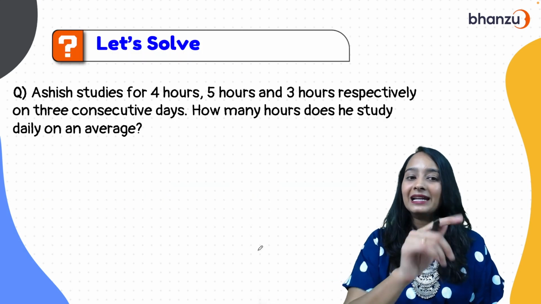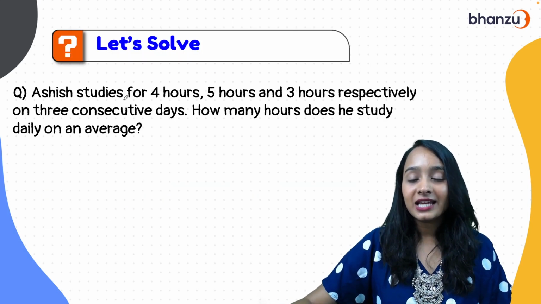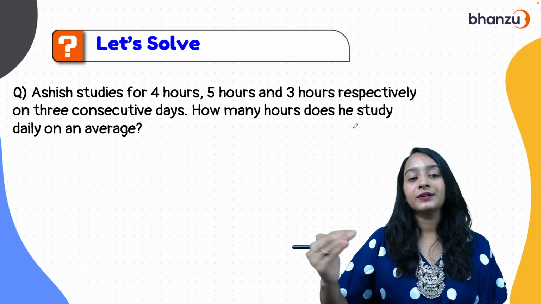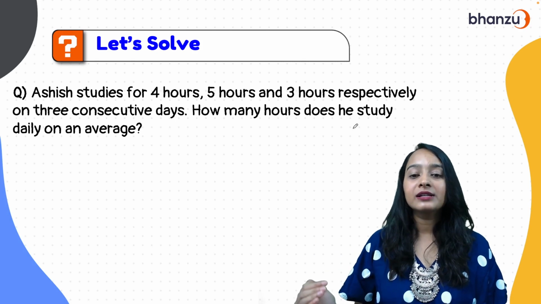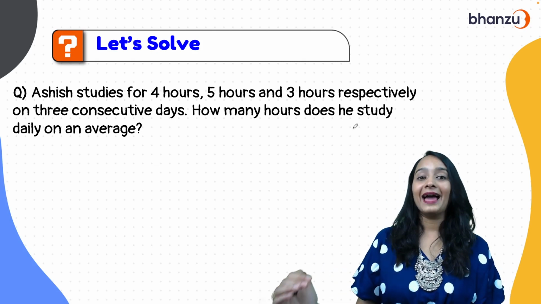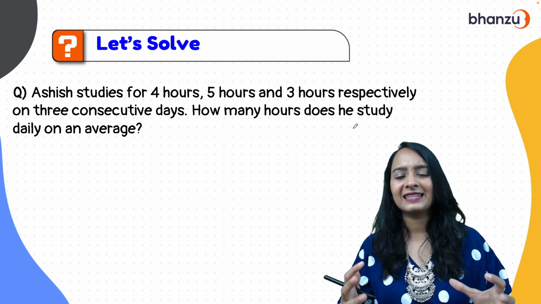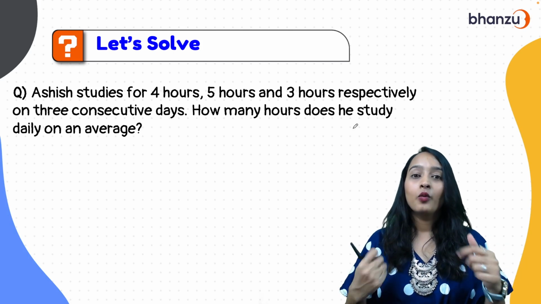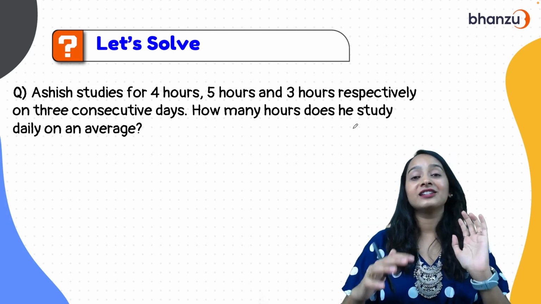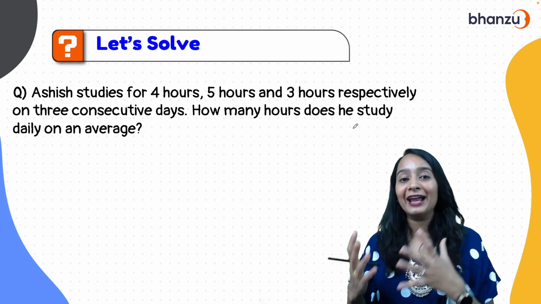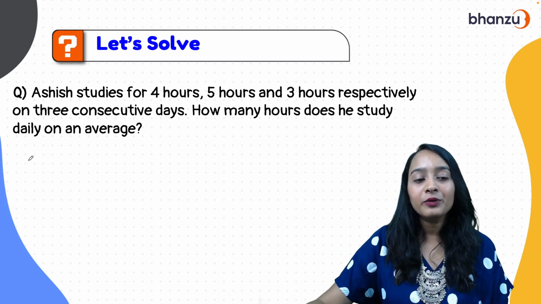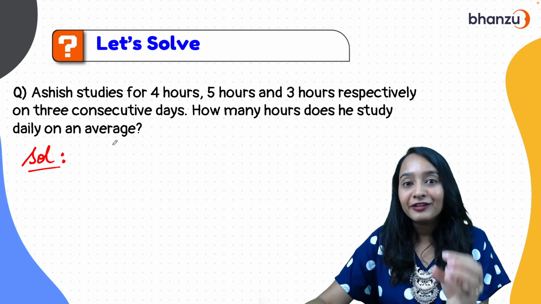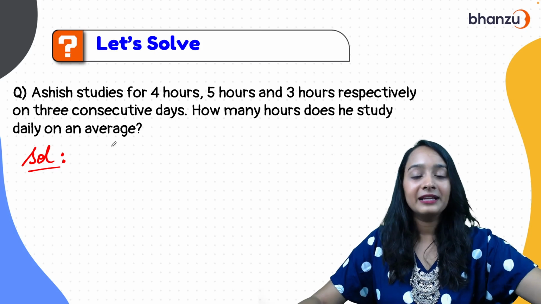Now what do I mean by that? Let's take a question here. Ashish studies 4 hours, 5 hours, 3 hours respectively for 3 consecutive days. How many hours did he study daily on an average? I hope you've heard of this sentence. On an average, how much rainfall happened? On an average, which team performed well? On an average, how many marks did you get in term 1 and term 2? Right? So now what do we do here? We are going to find the arithmetic mean because the term average indicates mean or arithmetic mean, right?